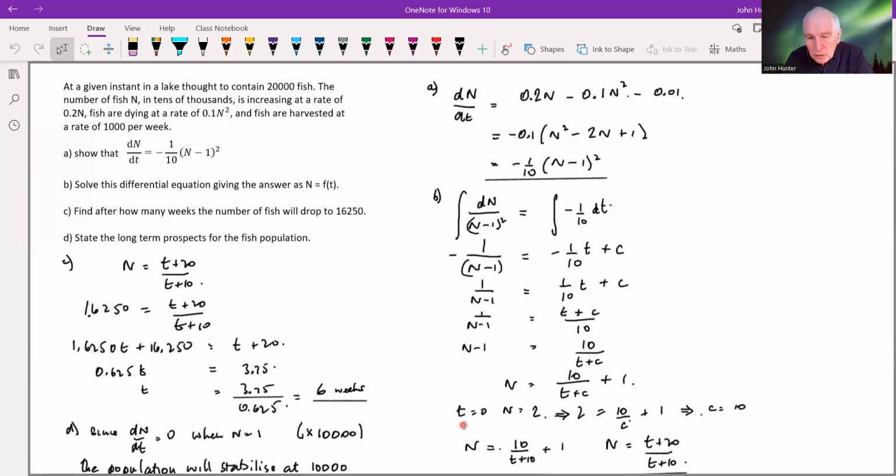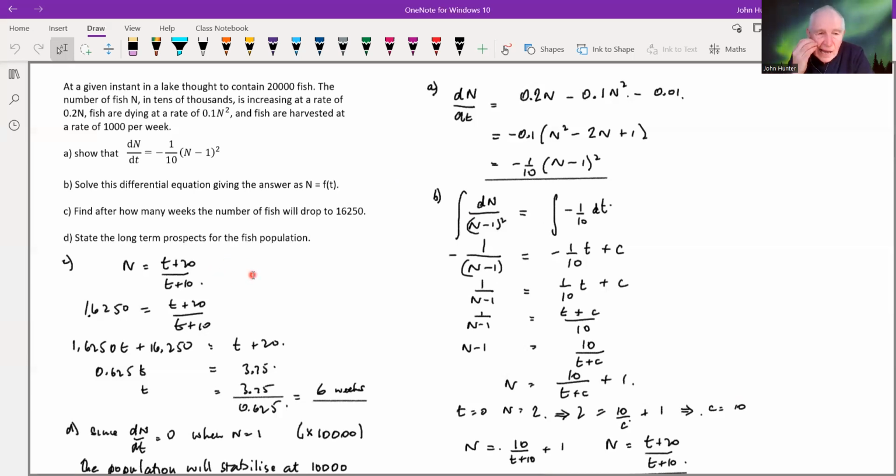So we can just pop those into that equation, and we work that through with a bit of algebra, and it gives us c equals 10. So n is going to be equal to 10 over t plus 10 plus 1. And if we rearrange that, we're going to get n equals t plus 20 divided by t plus 10. So that is part B. That is our differential equation with n explicitly expressed as a function of t. There we go. I've rewritten it here.